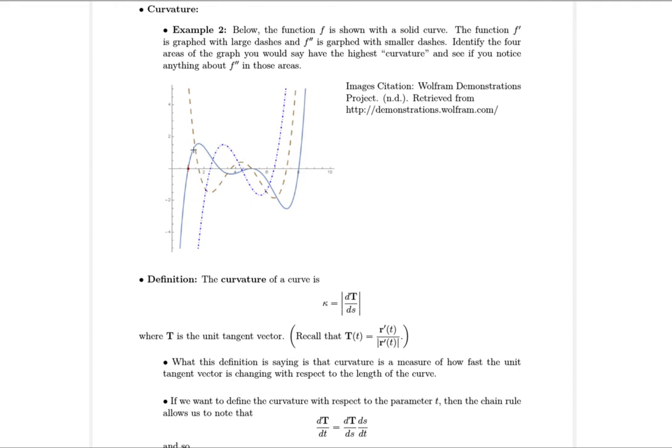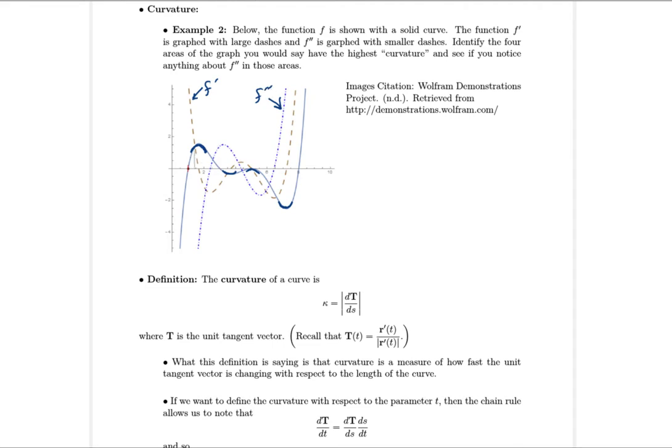I think we would agree that there seems to be a lot of curvature right in here. Really kind of curvy there. It's kind of curvy right here. Same thing here, and same thing here. So what I have graphed here are f prime, this dashed line, and then the little tiny dashes is f double prime. So what do we notice here?